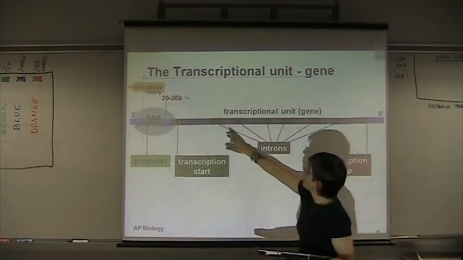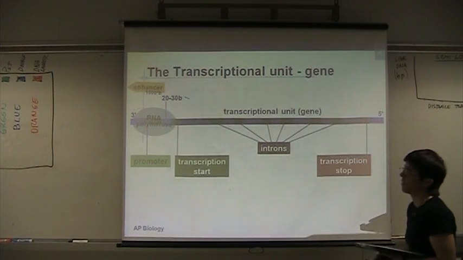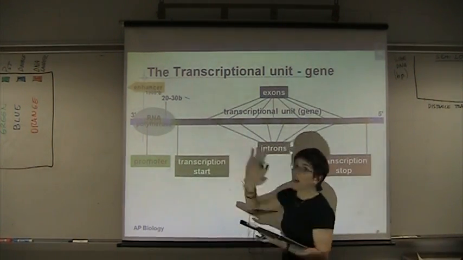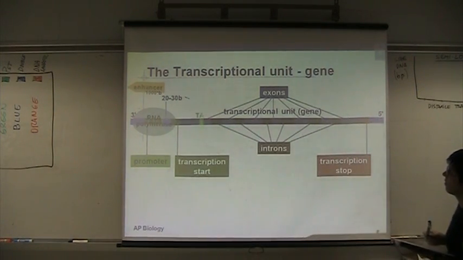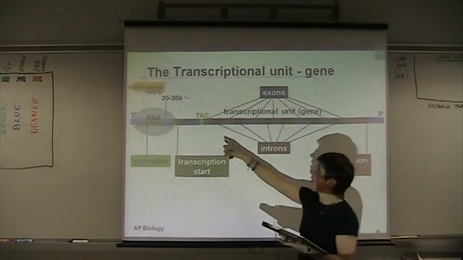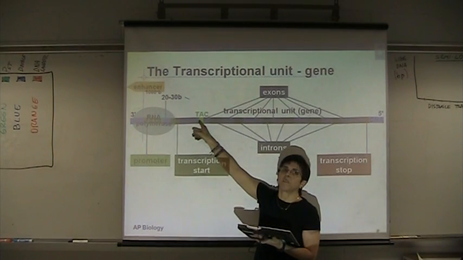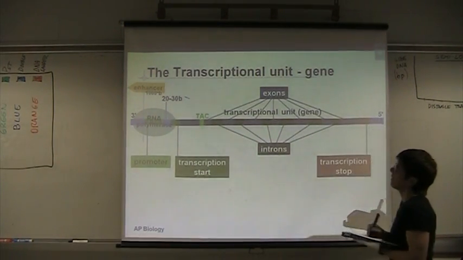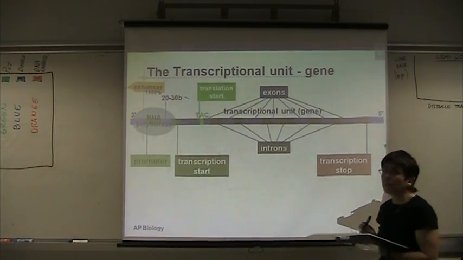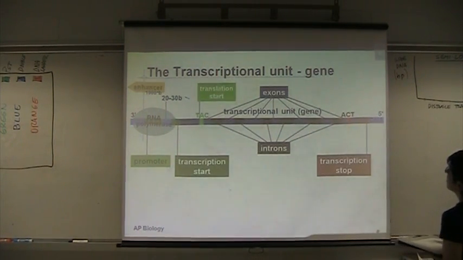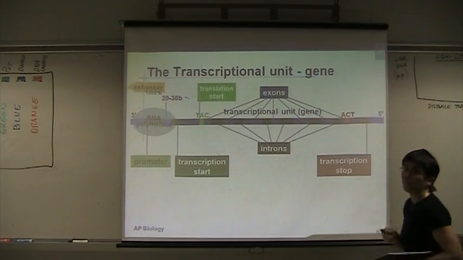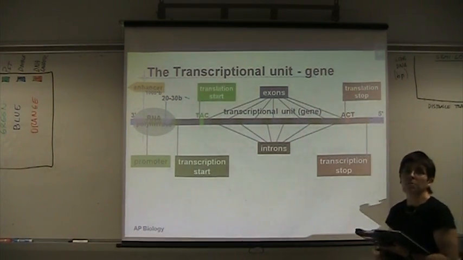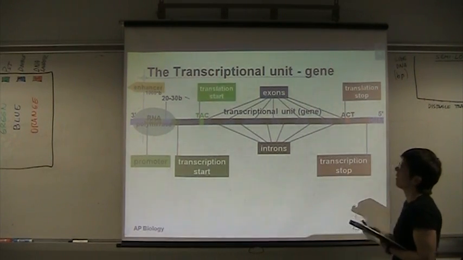pre-mRNA. And you know that you have some introns, and those introns are going to be removed, and the exons are going to stay. So TAC into messenger RNA will be AUG, and that's MET. So that's your start of translation. And over there, ACT, just like the exams, this is your stop, because it codes for a stop codon.